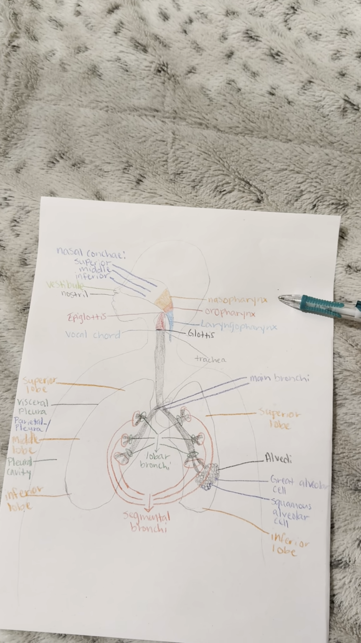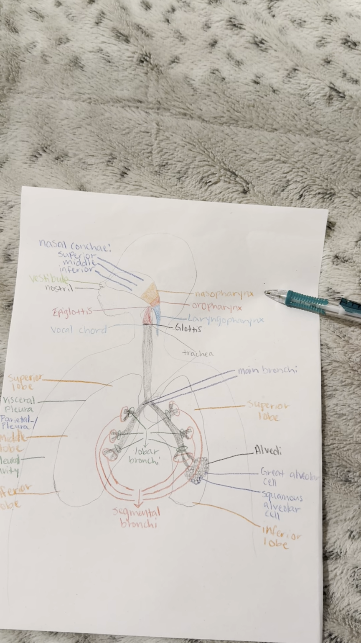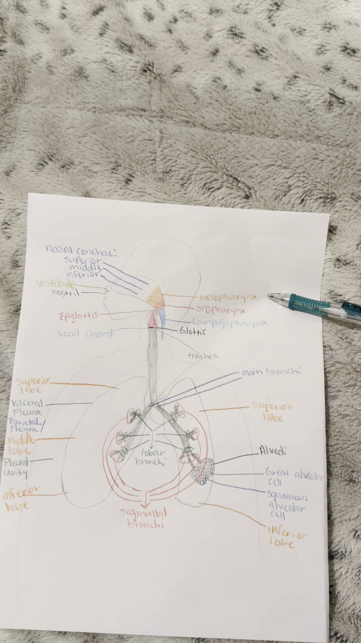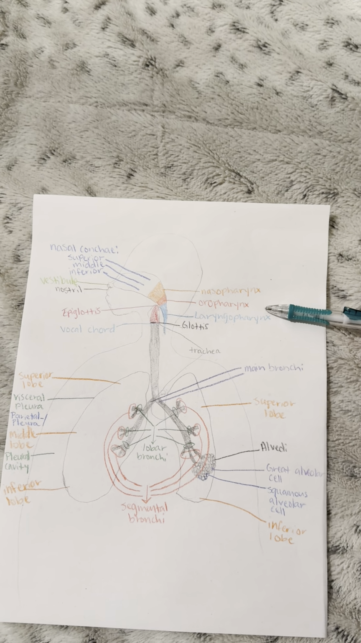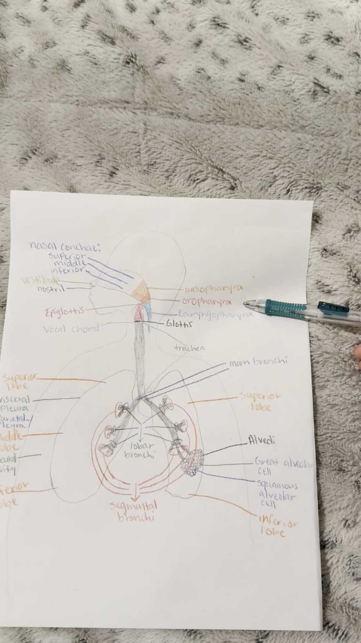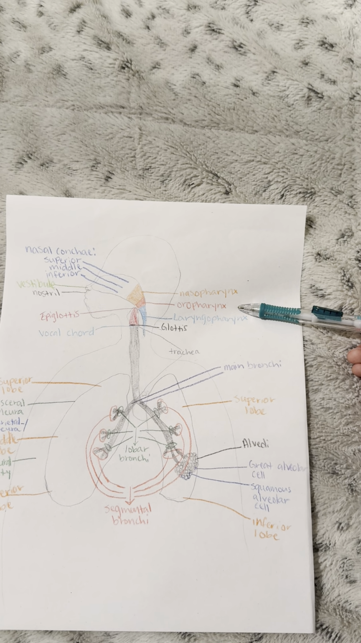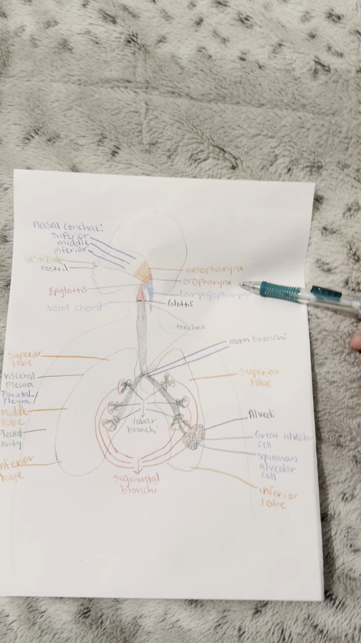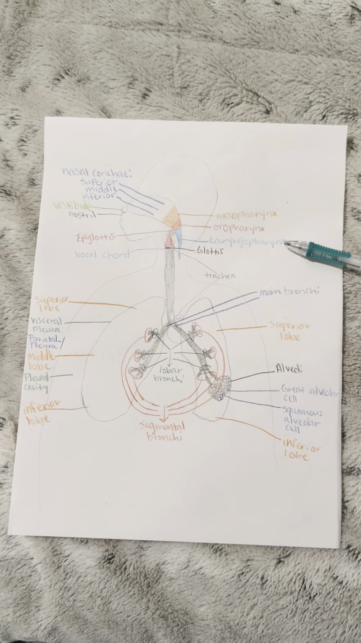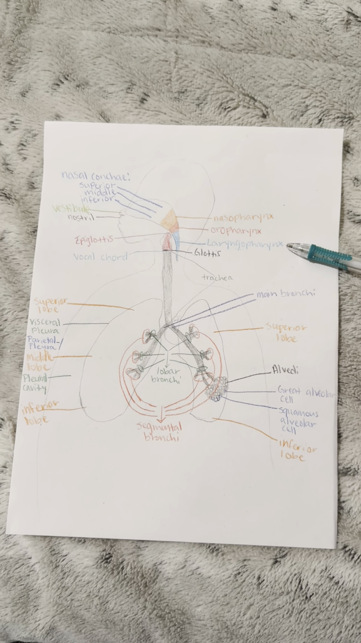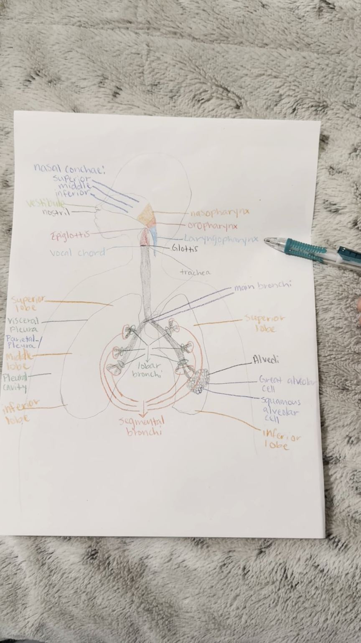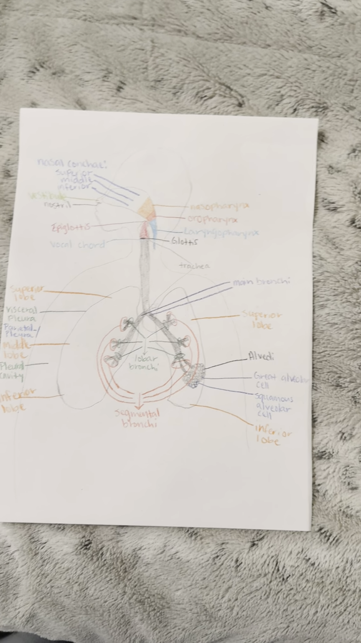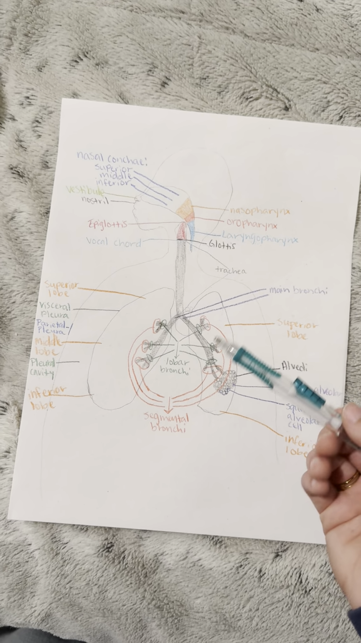Next, we have the nasopharynx, and this makes a 90-degree turn downwards, which helps trap particles, and this part of the nose only passes air. The oropharynx: food and air pass through. And then the laryngopharynx passes food and air.